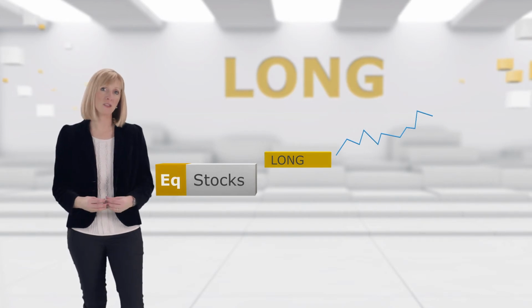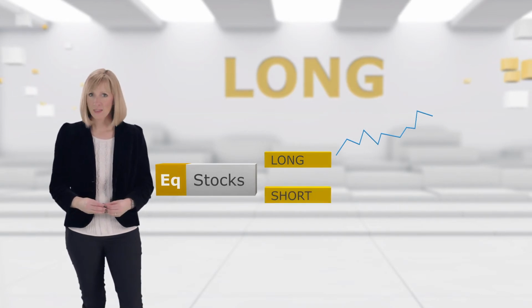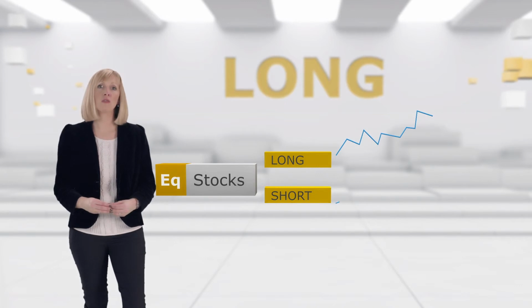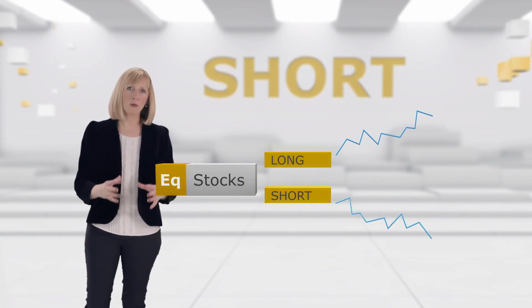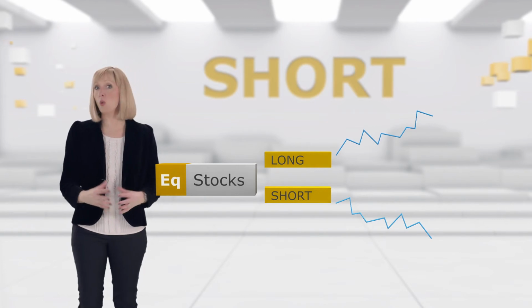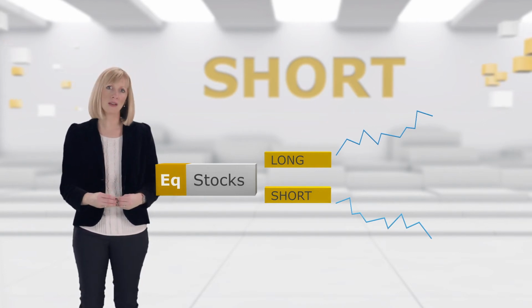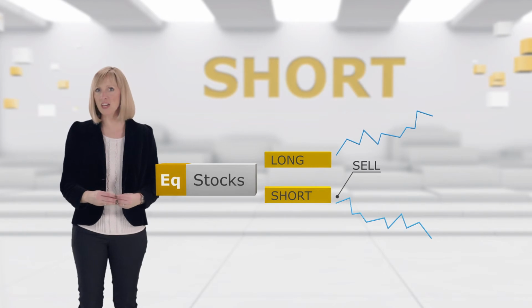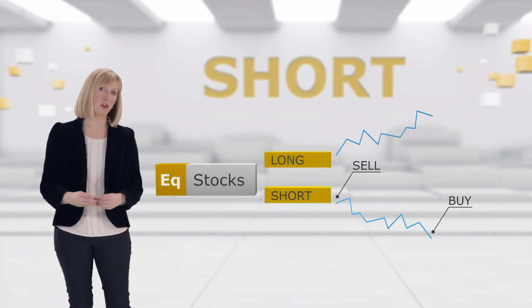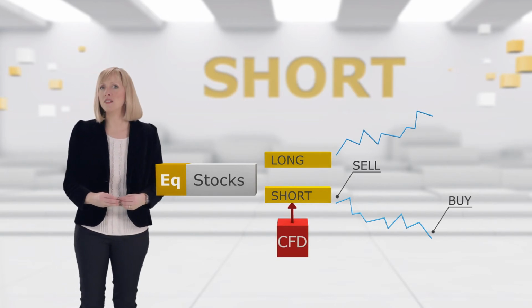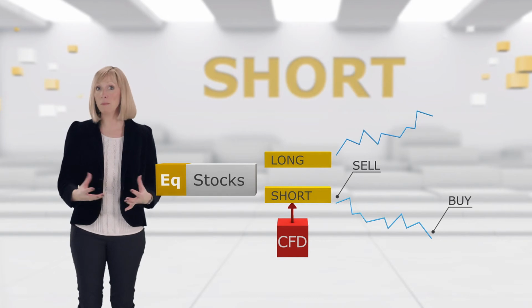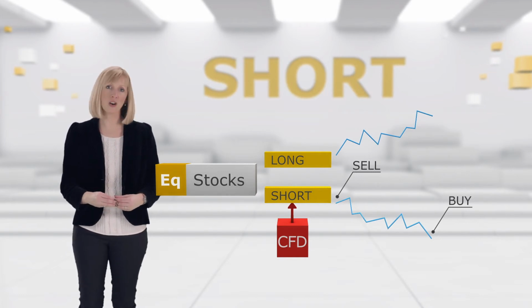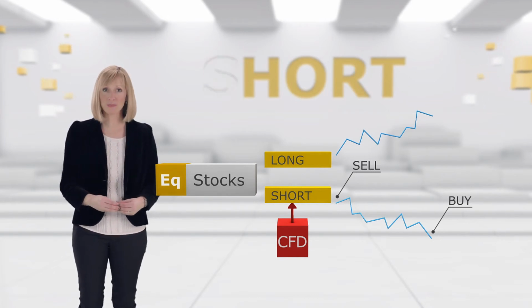The opposite of a long position is shorting. This means that you can profit from a falling share price. With shorting, you borrow shares from the individual or institution that owns them and sell them with the expectation that you can buy them back at a lower price in the future. Short selling can be done via single stock contracts for difference. We explain more about this in our Introduction to CFDs video.